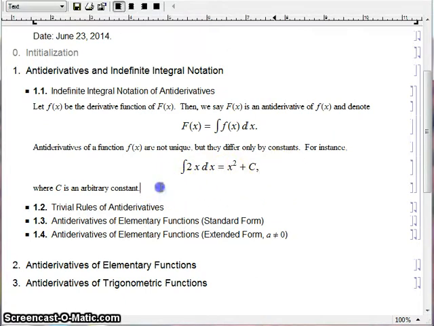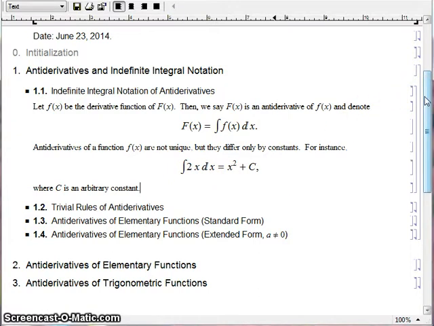Here is some jargon that you have to remember. The function we start with is called the integrand. The resulting function is called the antiderivative, or indefinite integral. And the plus c that comes out at the very end is called the integral constant.